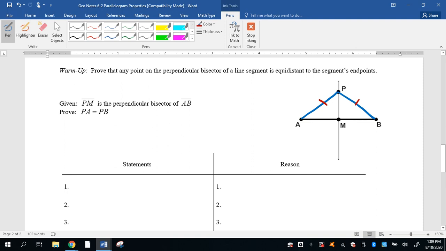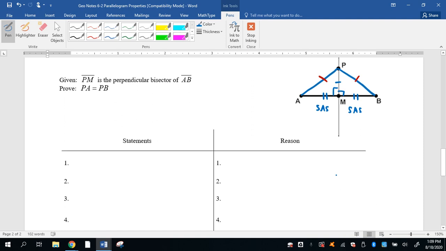Okay, what we want to prove is that the length of line segment PA equals the length of line segment PB, given that we have a perpendicular bisector of this segment AB. So that means it's bisected this segment and it's perpendicular. Hopefully you can see already that we're going to be using reflexive, and then we'll have a side angle side situation. And then by CPCTC, corresponding parts are congruent. So let's go ahead and go through these steps.